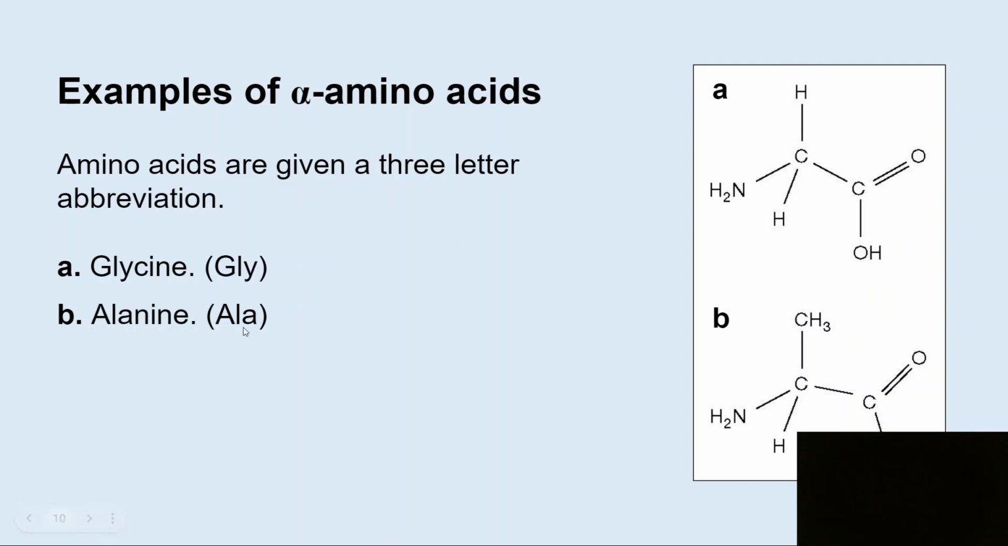Alanine, which should be close to your top, has a methyl group as its R group. Does that make sense? Glycine is the simplest because it's got the simplest R group, being H. This is the next simplest, being a CH3. Any questions about that?